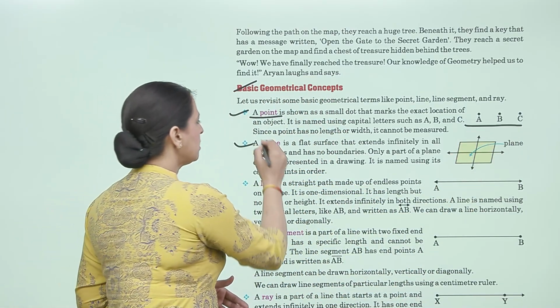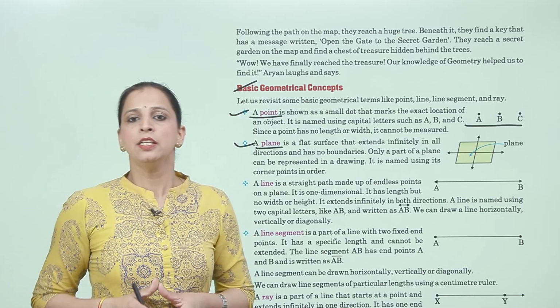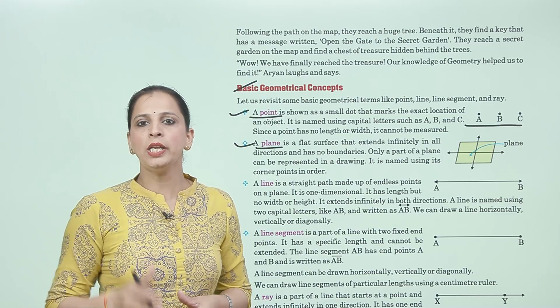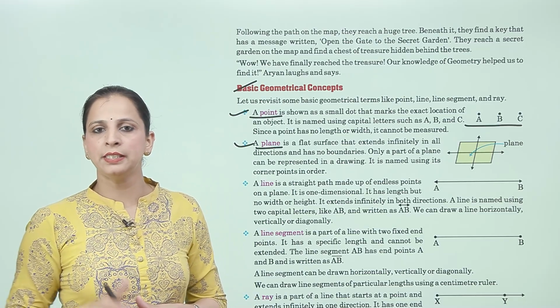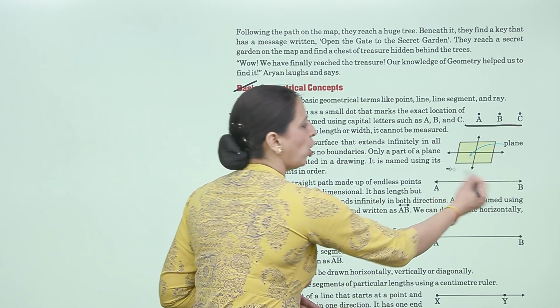Next is a plane. A plane is a flat surface that extends infinitely in all the directions and has no boundaries. Only a part of a plane can be represented in a drawing. It is named using its corner points in order.